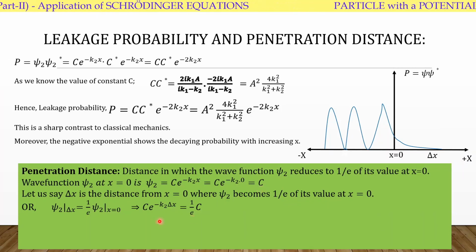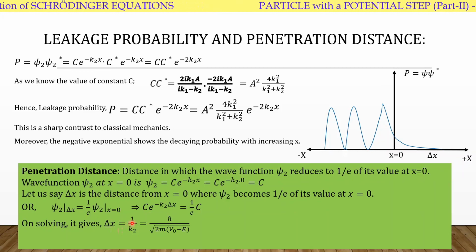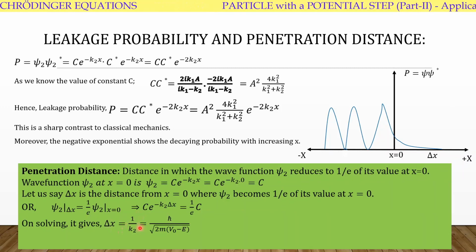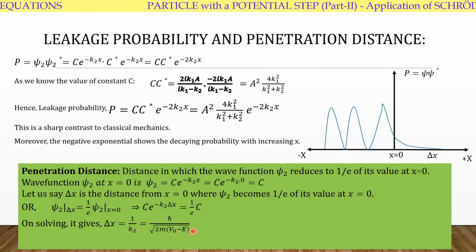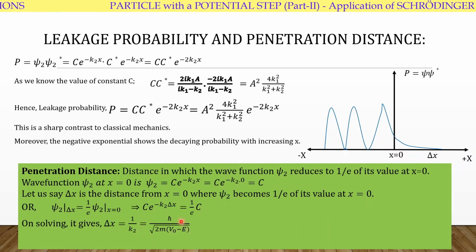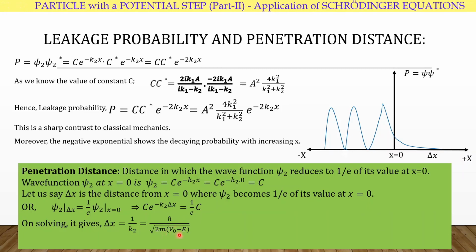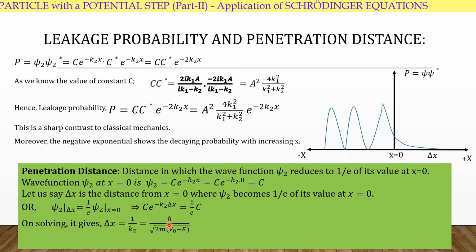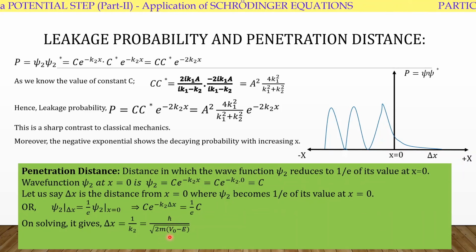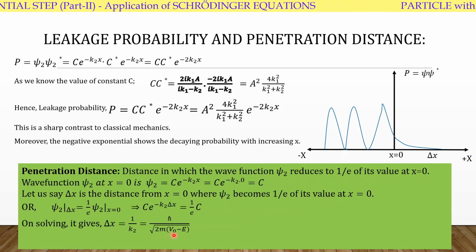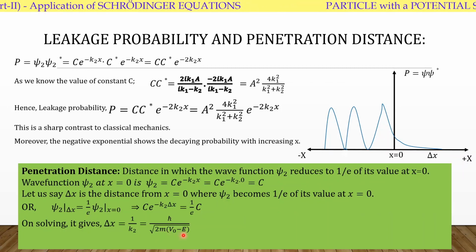So from here, you can easily calculate the value of delta x, which comes out to be the reciprocal of the wave propagation vector. And by replacing the value of the wave propagation vector, you can get the value of delta x in terms of the parameters relating to the particle, that is h cross over under the root 2m into V0 minus E, where m is the mass of the particle, V0 is the height of the potential step, and E is again the energy of the particle.